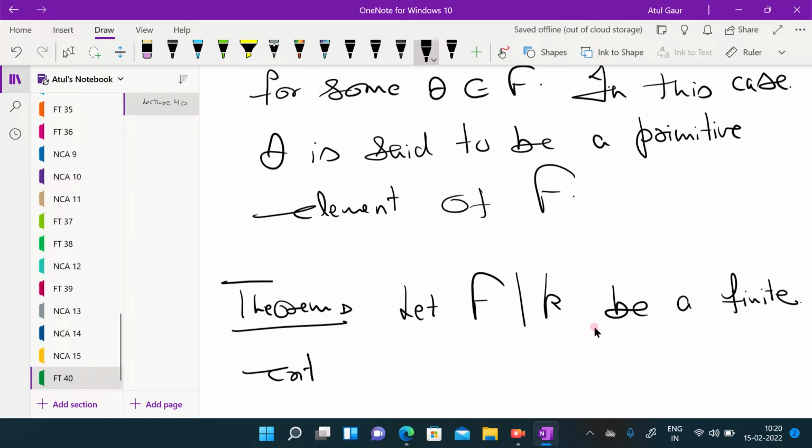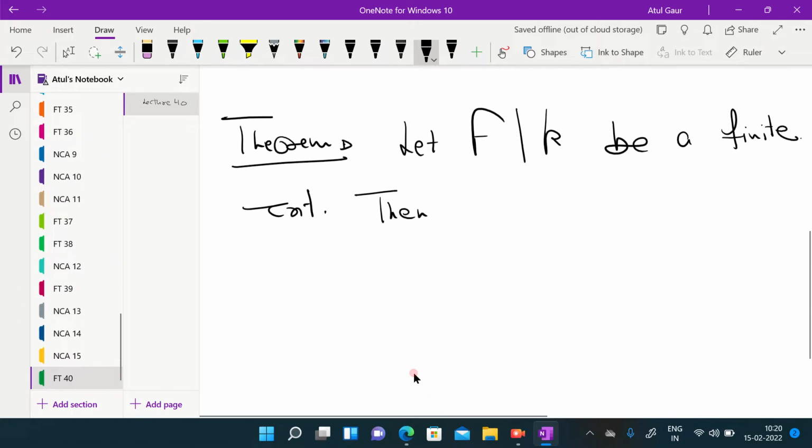So F over K be a finite extension, then, so I hope many of you are happy with this. Yes, sir. Because that was one of your many of you were asking, right? So it's good to see back to campus.